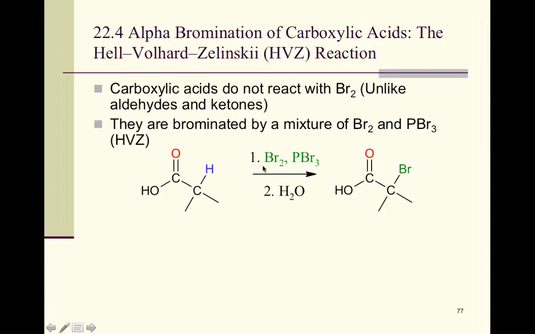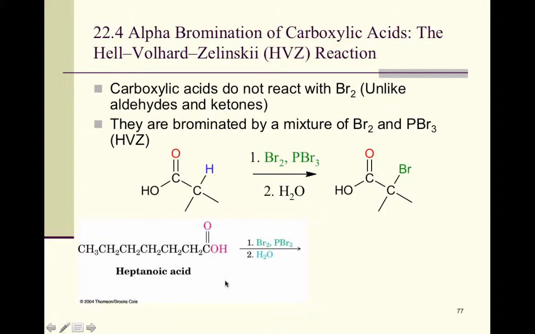This is a two-step reaction where we would see the first step has Br2, PBr3, and the second step we have water. The end result is on our carboxylic acid, we now have an alpha substituted bromo. Here's an example from your textbook. We have a carboxylic acid. Why don't you go ahead and write out the product, pause the video, and come back and see how you did.